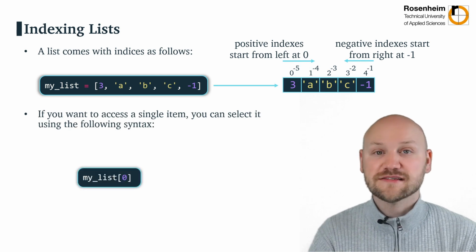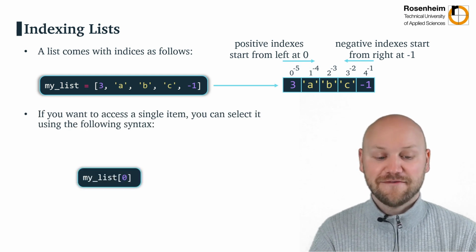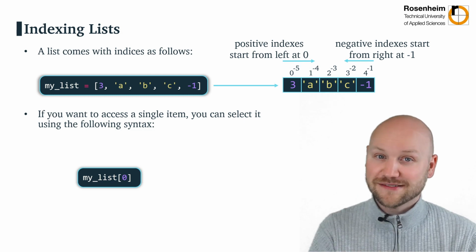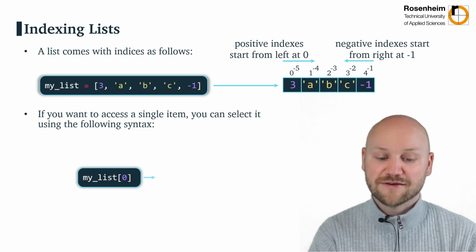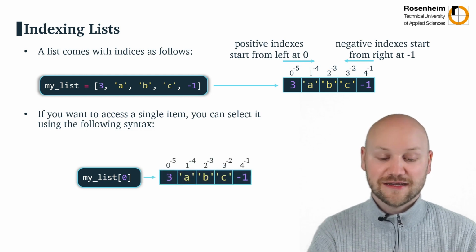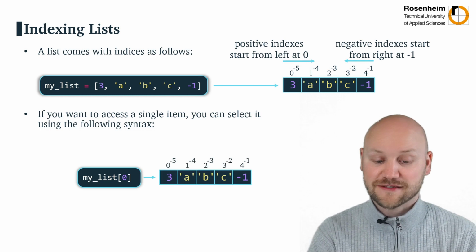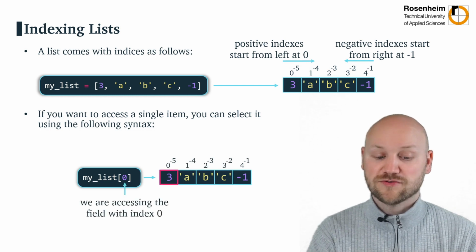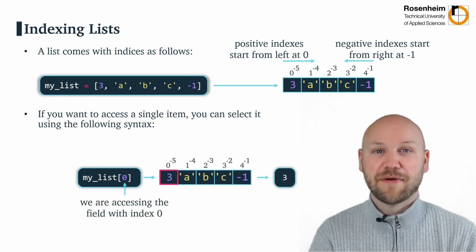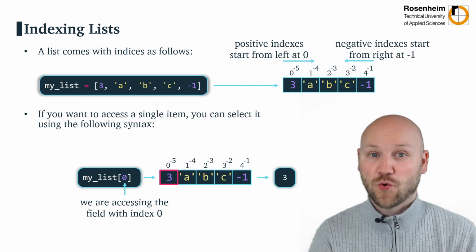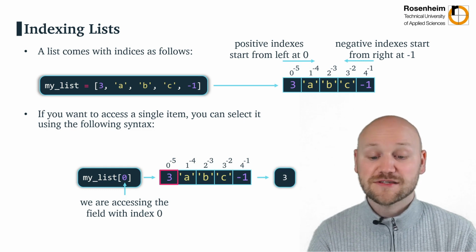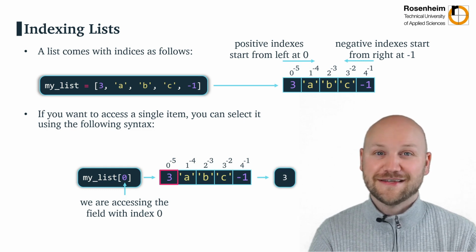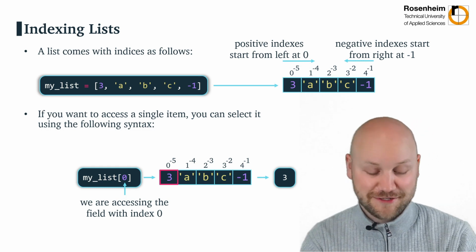So if you want to access such an item, you can have your list and then the square brackets, and then you would just name the index. In this case, it's a 0. So we are selecting the first field that has the index 0, but also -5 at the same time. And we are going to select the 3 here, and we are getting back the 3. This is how indexing works. You can also use other indices, like a -1 or -2. Any other indices that are available here you can use to retrieve your element.